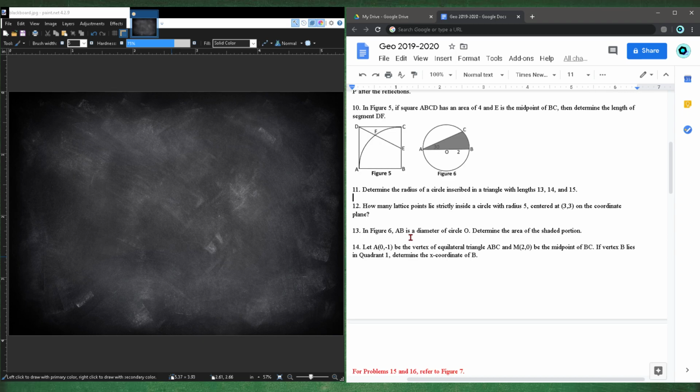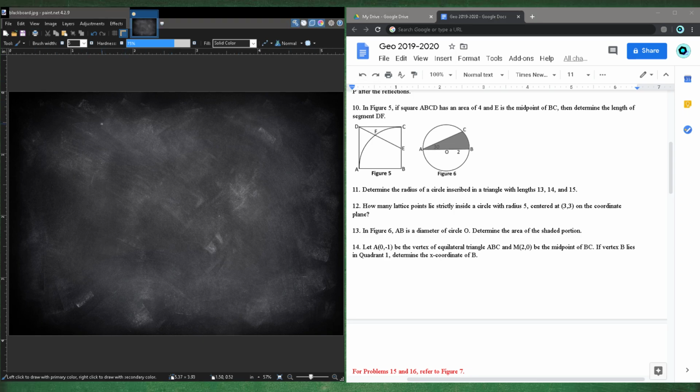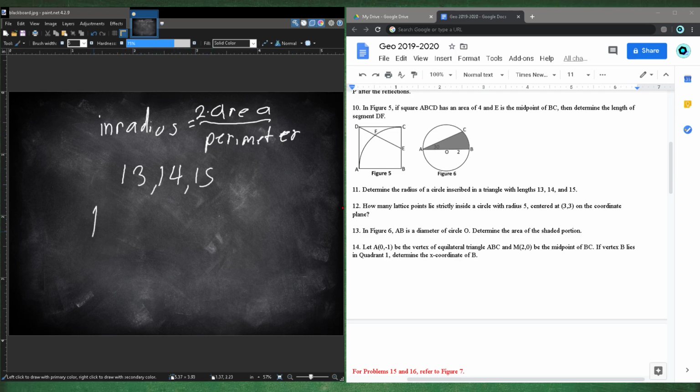Number 11, determine the radius of a circle inscribed in a triangle. So that's called the inradius, and you just need to know the formula. So it's really simple. It's going to be 2 times the area of your triangle divided by the perimeter of your triangle. Okay, so how do you get the area with 3 side lengths, 13, 14, and 15? And there's another formula that you gotta use.